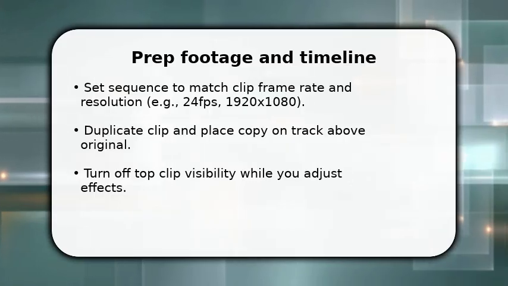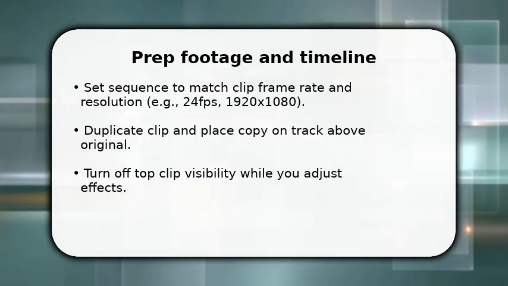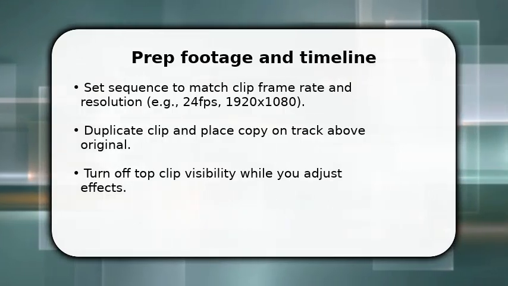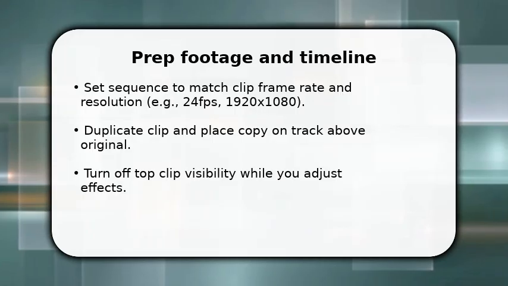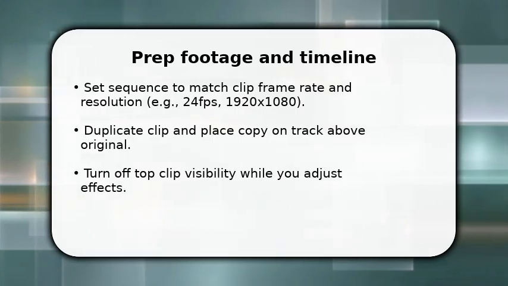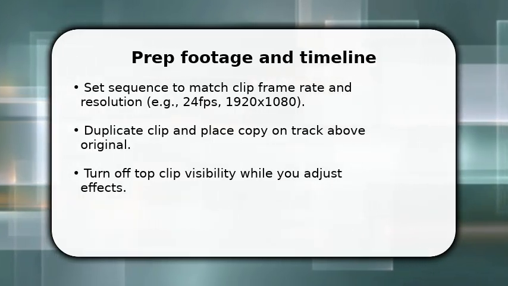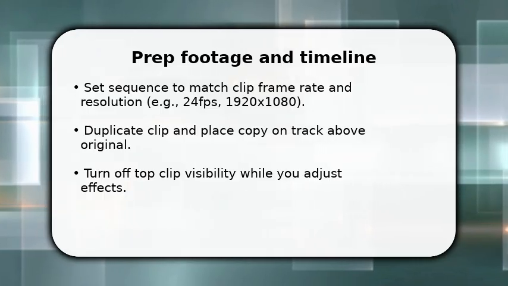You should start by confirming your sequence matches the clip's frame rate and resolution. This avoids timing errors when you blur motion. Once done, duplicate the clip and stack the copy above the original so you can isolate the blur pass.